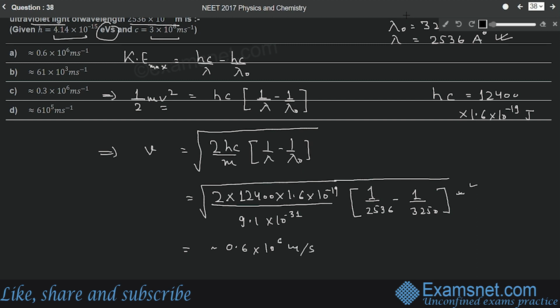Okay, now if you get this type of question in exam, you have to leave it and you need to solve it only if you have enough time. Okay, because this is lengthy calculation. So according to this, our correct option will be option number A.